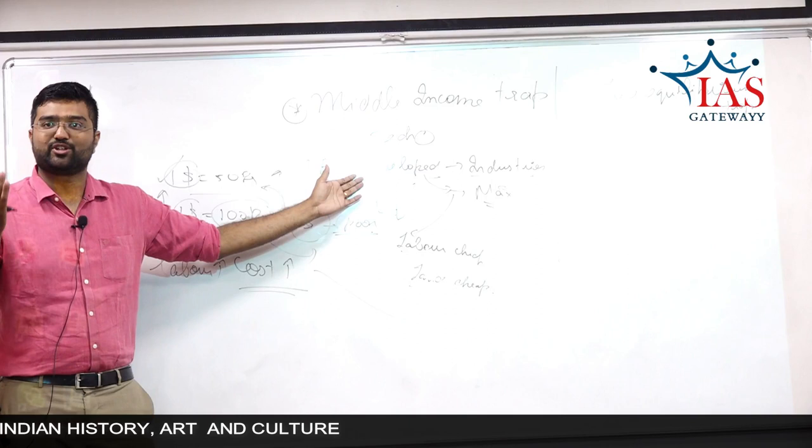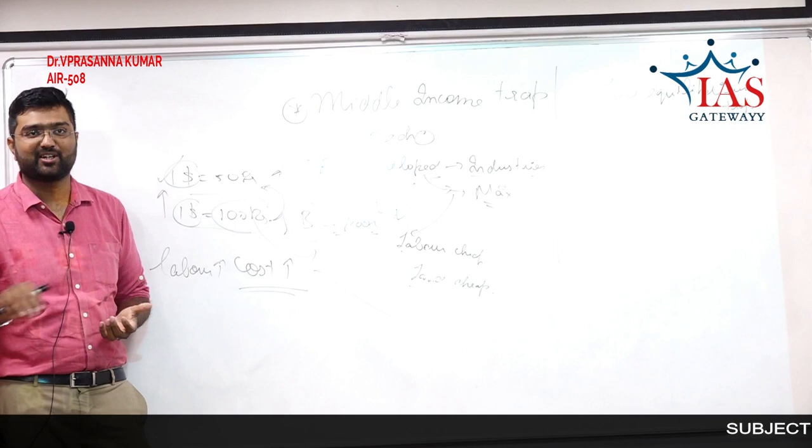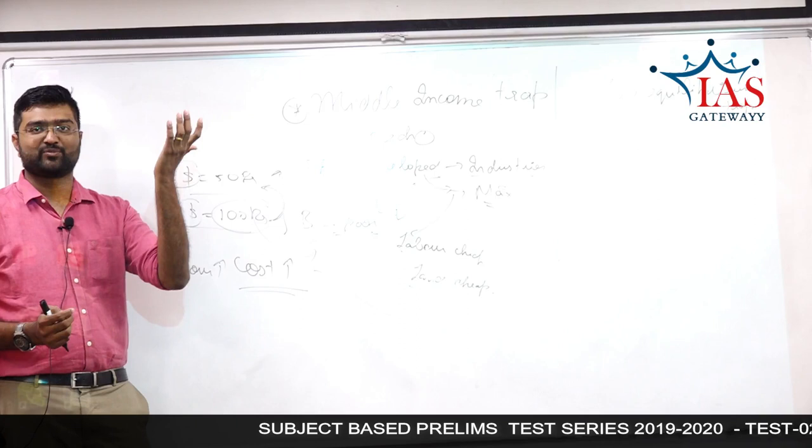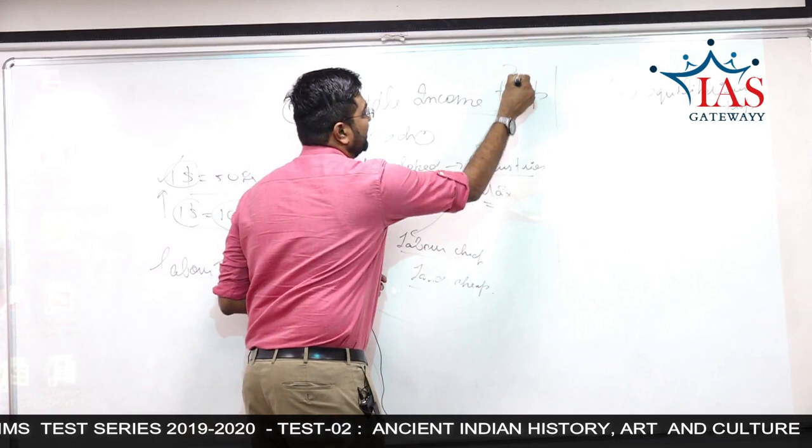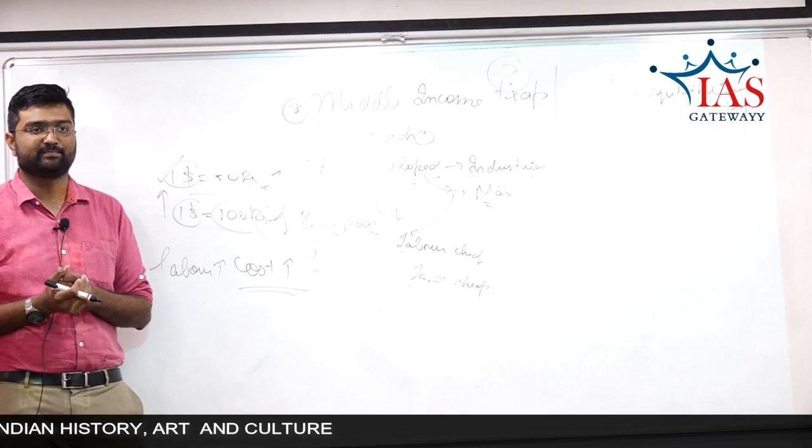So in the current scenario in India, what is happening right now? In the last 2 months, FDI is going out. Okay, unemployment is rising. So all these things are actually happening. So that is why there is a big question that India is falling into a middle income trap. So what is a trap? What do you call it in Tamil? Trap?